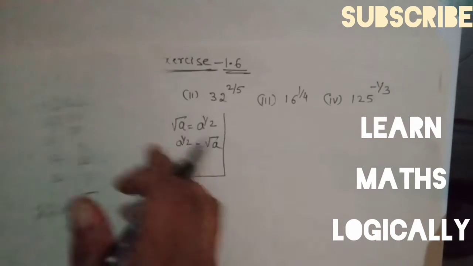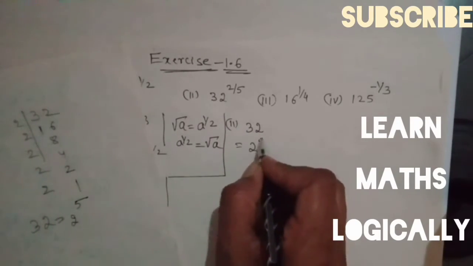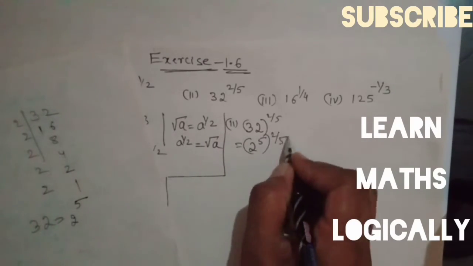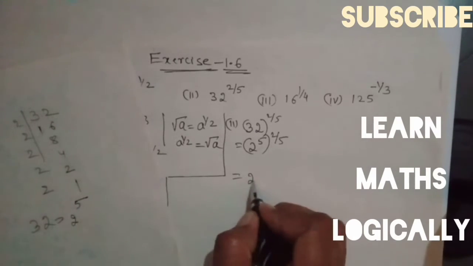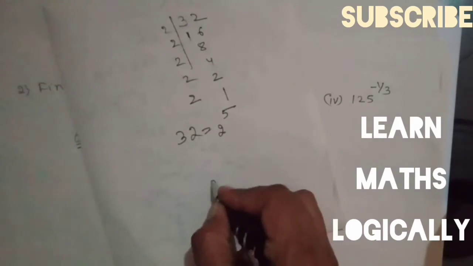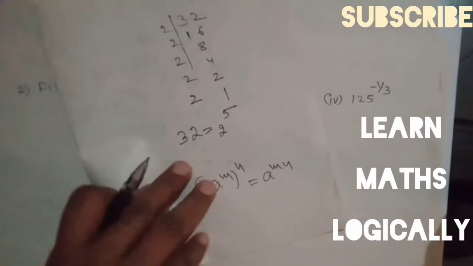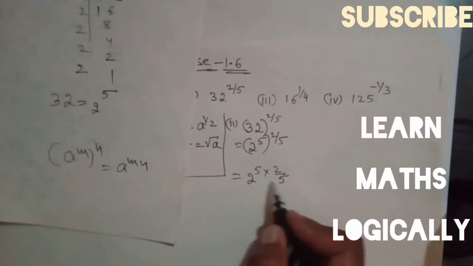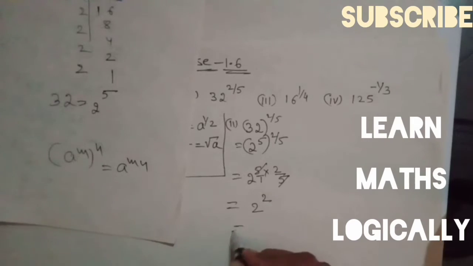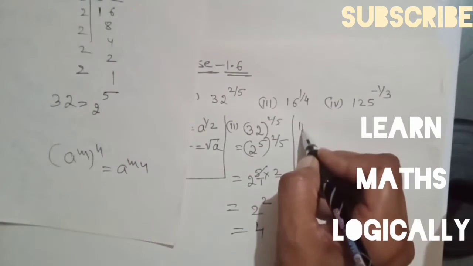Okay. So what I am doing here, I am writing 32 as 2 to the power 5, and we have raised to 2 by 5, so raised to 2 by 5 as it is. Now this is equal to 2 raised to 5 into 2 upon 5. Why is it so? Because we have a raised to m raised to n equal to a raised to mn. So you are going to multiply these two. Here as usual this 5 and this 5 get cancelled. You are remaining with 2 square, which is equal to 4. Yes, now moving with the third one.